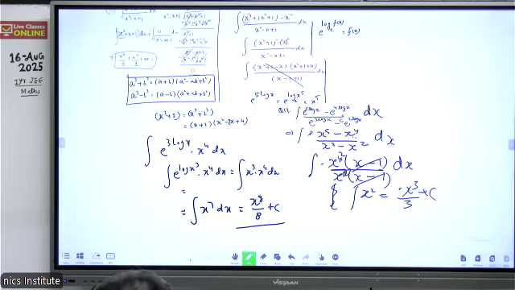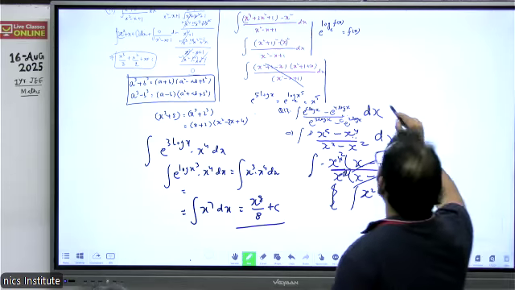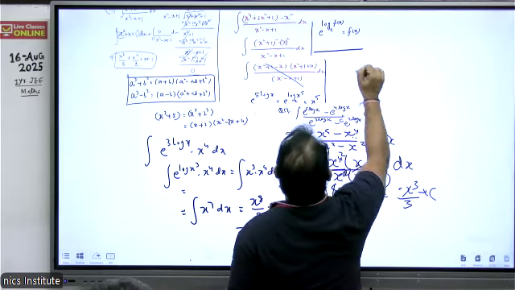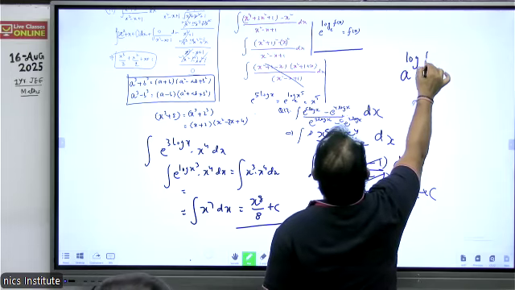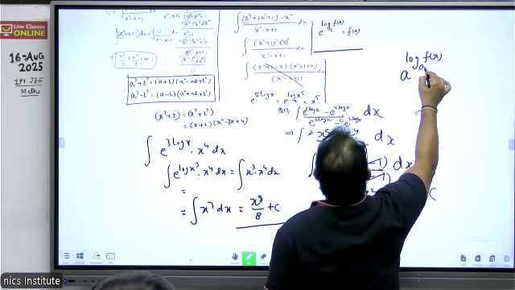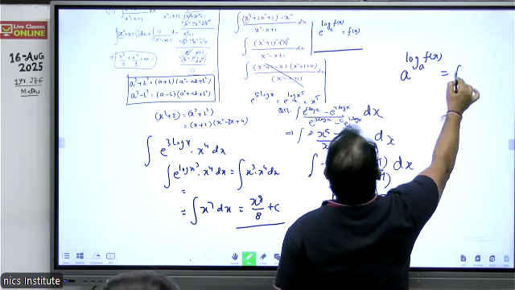Actually, this is a cube plus b cube. This one. E to the power log fx to the base e is fx. In fact, in general, a to the power log fx to the same base, this and this should be the same, is always fx.